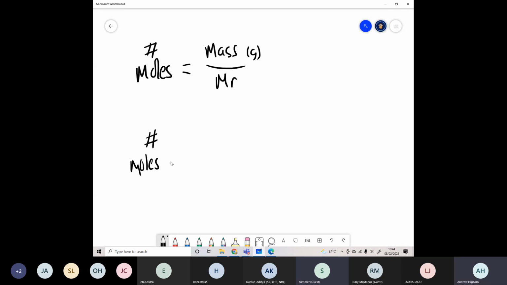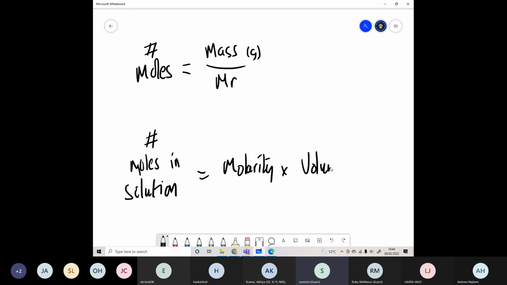Number of moles in solution is molarity times volume in decimeters cubed. You're probably being shown this slightly different ways by your teachers in school. If you're happy with what you're doing, use the method that you're working with.